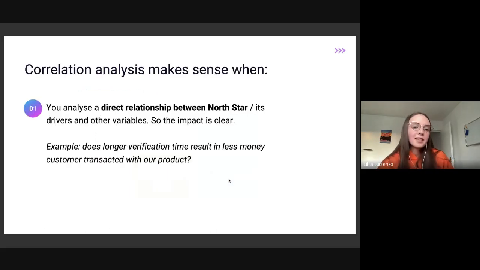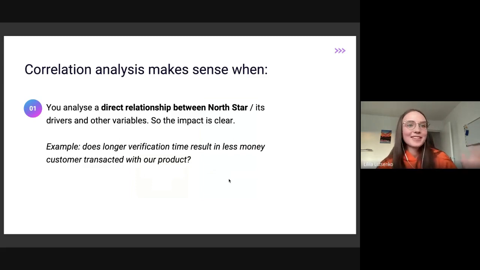Also, as I said, first of all, it makes sense to analyze the direct relationship between North Star's drivers and other variables, so you are clear about the impact. For example, I've analyzed whether a longer verification time for a client results in less money this customer transacted with our product. So this is a clear impact on business indicators, and it also helps you make sure the results of this analysis will be used.